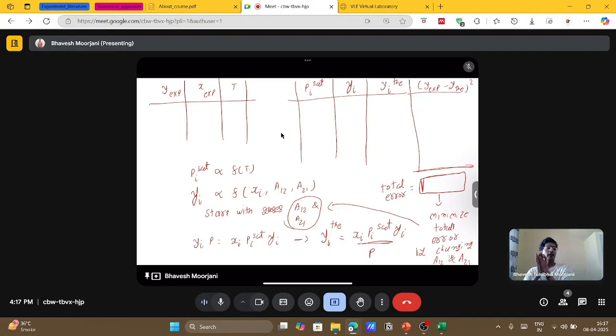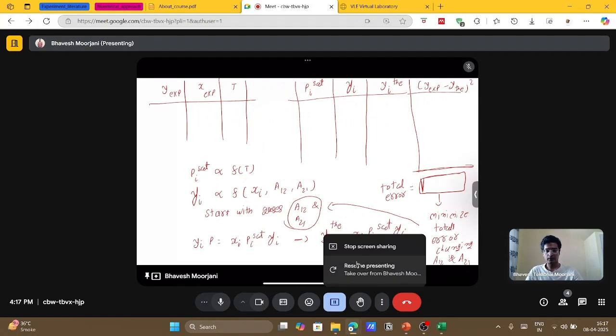Now, since we know that this corresponding new A12 and A21 value will give me correct or near about value to the experiment, I can use this parameter to find the VLE data at other temperature conditions also. So this is the whole concept that we are following here, right?